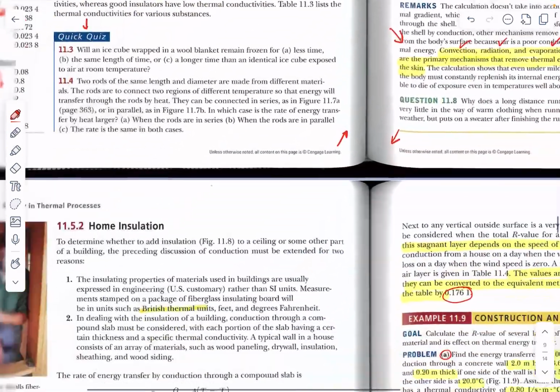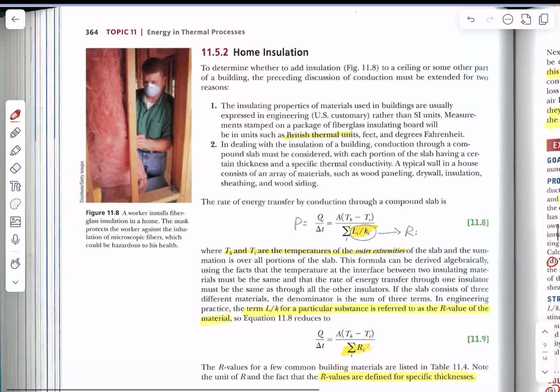Let's come over here. Practical for engineers and builders and civil engineering, home insulation. Not so much anymore, but a number of years ago, most of the time we talked about British thermal units as our measurement of heat, and a British thermal unit is very different from a calorie, which is different from a joule.